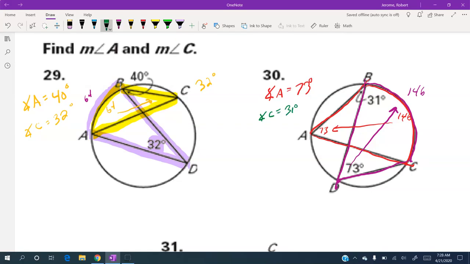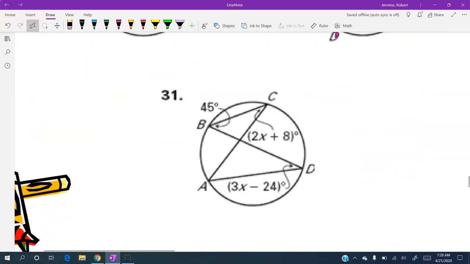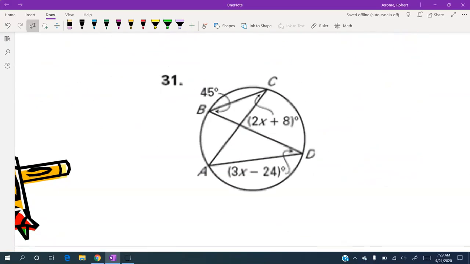Okay. Number 31. Same exact process, same steps, just that we have a little algebra going on. We're still looking for angle A, we're still looking for angle C, but in some cases we have some algebra. So I want you to try 31. Hit pause now. And we're back. So let's see what's going on in number 31.